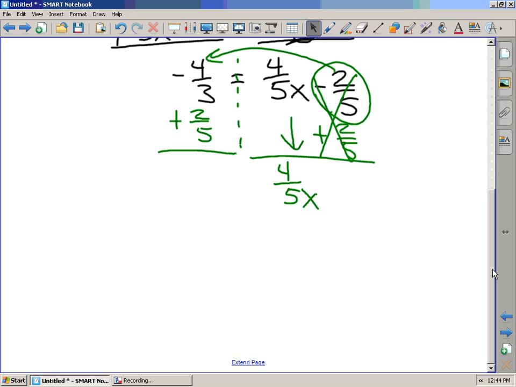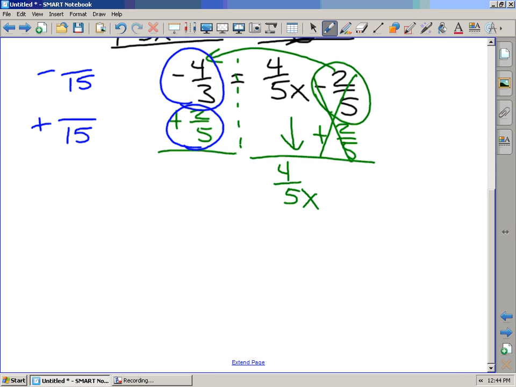On the other side, we need to change these two values so that they have the same denominator. So this is a negative value. This is going to be a positive value. And what we do is we ask ourselves, 5 times what gives you 15? Well, 5 times 3 gives you 15. So that means I take 2 and I multiply it by 3 to get the value that goes in the numerator. So now we have this new value, 6/15, that replaces the 2/5.